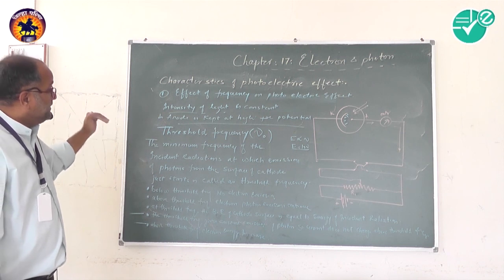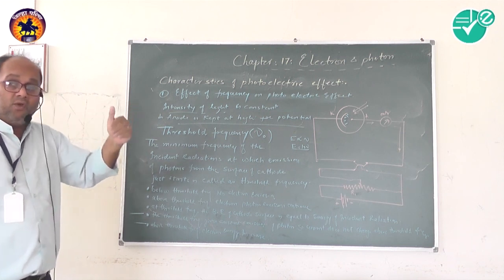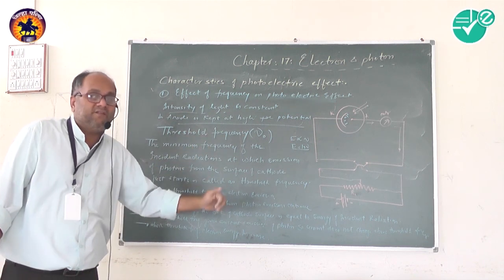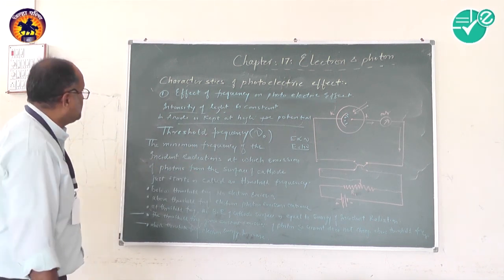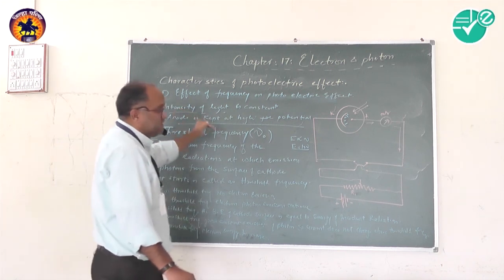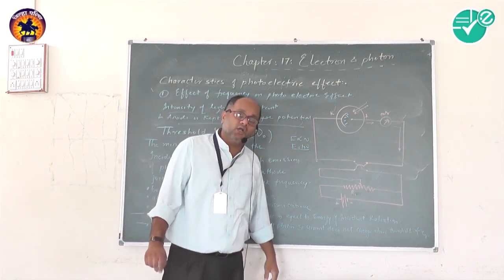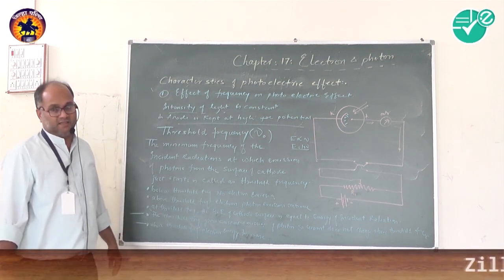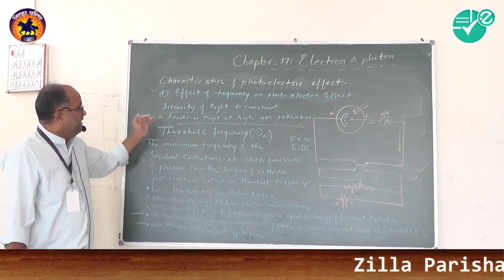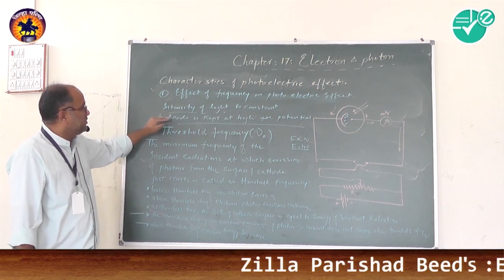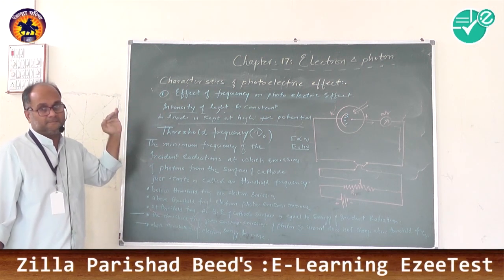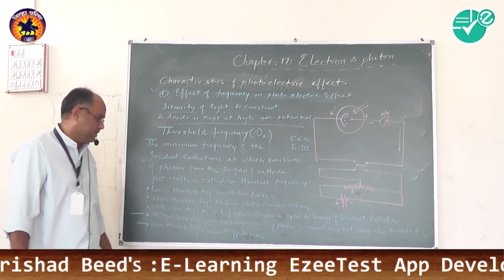Now, as we know, a light wave has an associated wavelength with the frequency. So the wavelength associated with the threshold frequency is called the threshold wavelength. Got it? Okay, write it down.